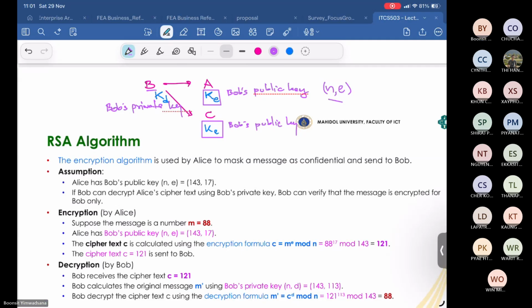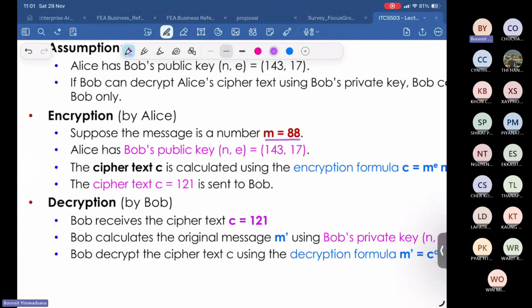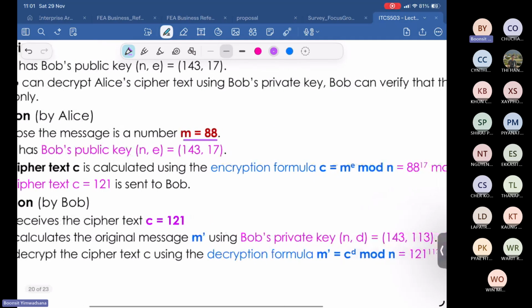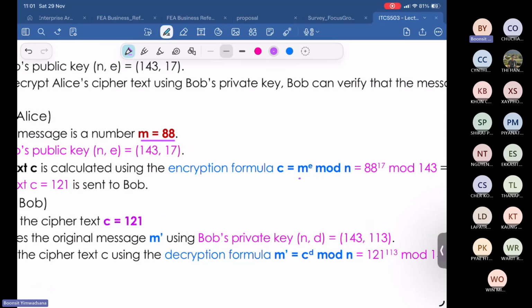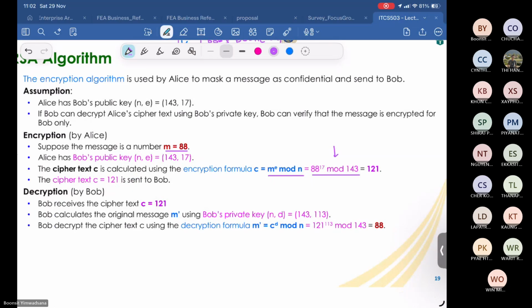Okay, so in this case, Alice wants to send a number. In this case, it is M equal to 88. Since Alice has Bob's public key, which is 143 and 17, the ciphertext will be created using the following formula: C equal to M to the power of E mod N, so that the result is wrapped around. And when I perform this on the calculator, we get 121. This process may have been super difficult in the past, but today this is doable.